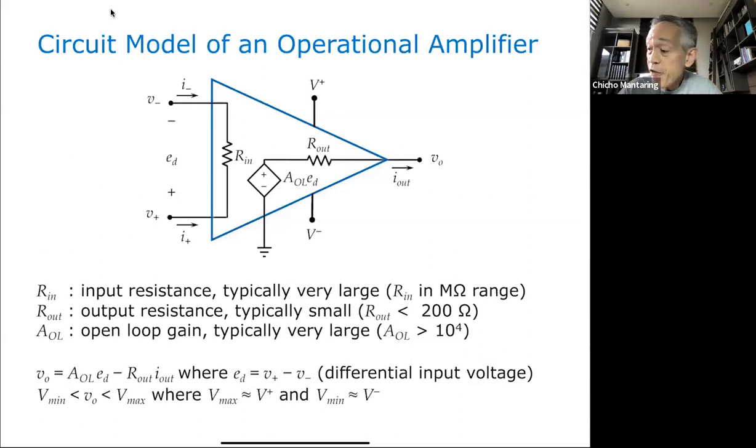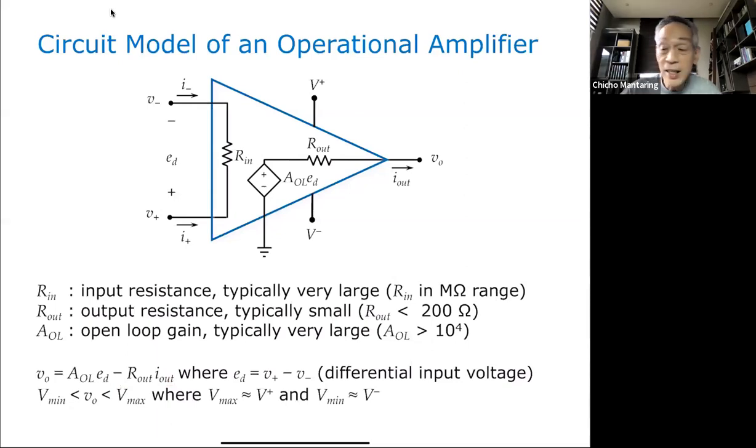If I apply KVL to this particular loop, I'm going to get AOL ED minus I out R out. So let's assume that there's something connected here, that this is not an open circuit, such that a current will flow. So AOL ED minus I out R out should be equal to V sub O. So that's this equation here. V sub O is AOL ED minus R out I out.